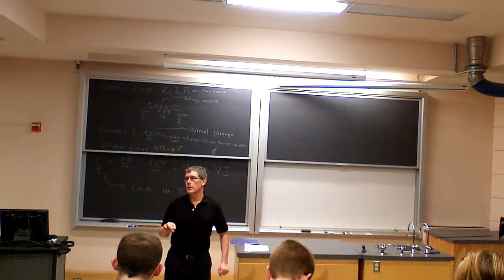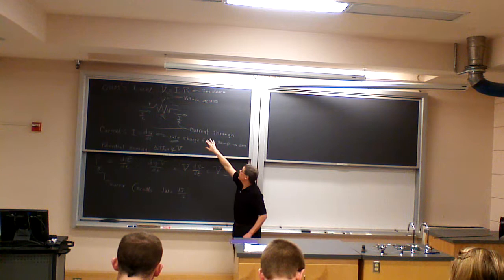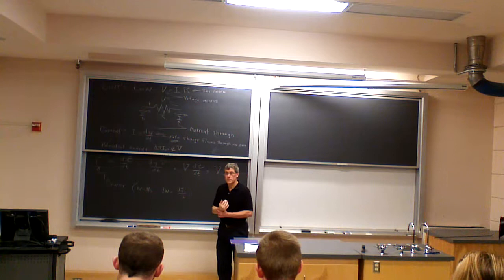So, the power in an element is the voltage across it times the current through it. The voltage is equal to the current times the resistance, so this could be I squared R in a resistor. The units here are watts.